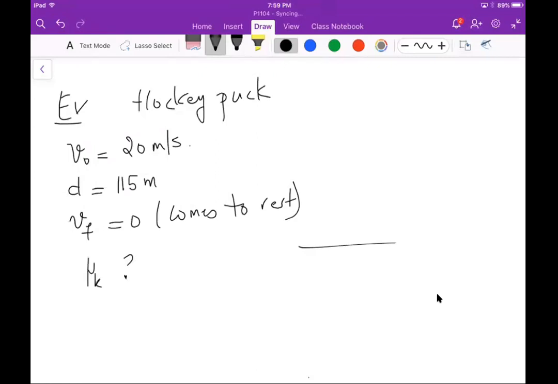If I want to just draw a figure, this is the hockey puck. This is the object we are talking about. It was given an initial velocity of V0.